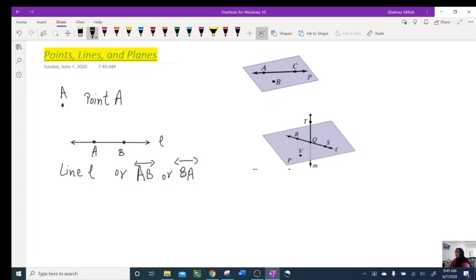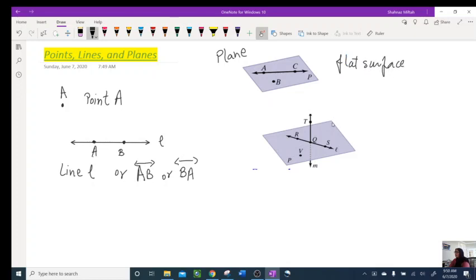Now let's talk about plane. What is a plane? A plane extends in 2 dimensions without end. So this is my plane. Pay attention to what the definition goes. The 2 dimensions are length and width. It extends in 2 dimensions, but there is no thickness. It's a flat surface. We represent this as a flat surface.